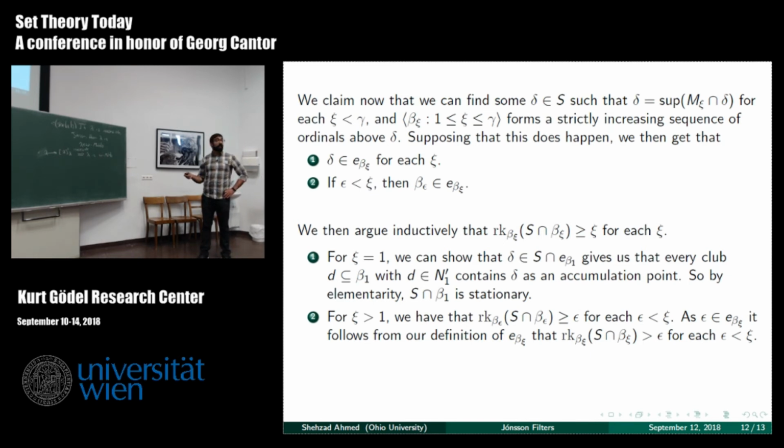Okay? And then finally, the last part is that if psi is greater than 1, then by induction we know that the rank at beta psi of S intersect beta psi delta, these should be deltas, is greater than epsilon for each epsilon less than psi. So as epsilon sits inside E beta psi, it follows that, because epsilon serves as a witness, beta epsilon sits inside here, so rank beta psi of S intersect beta psi is greater than epsilon. So here we can see this essentially.